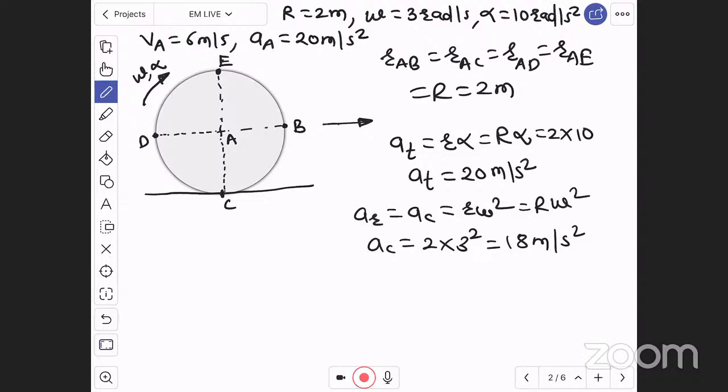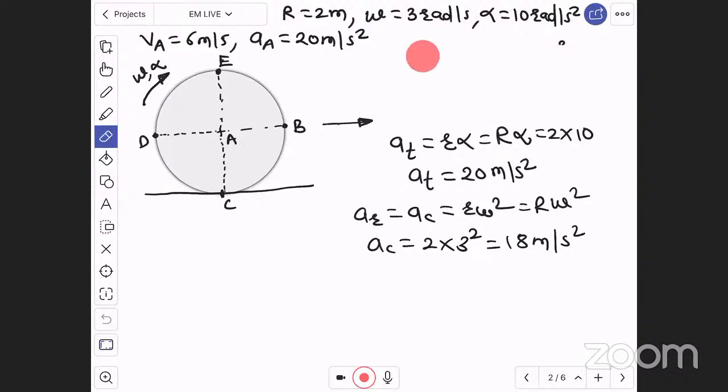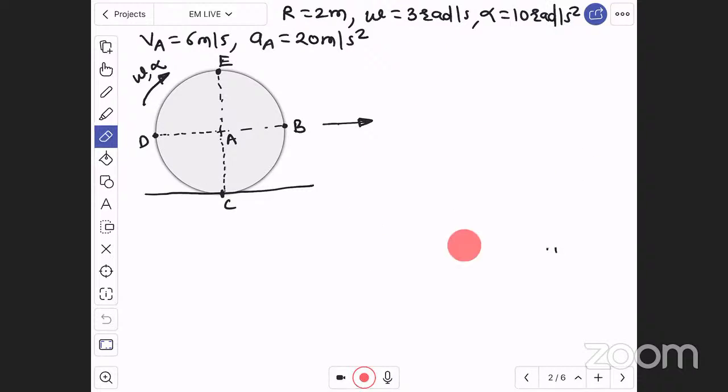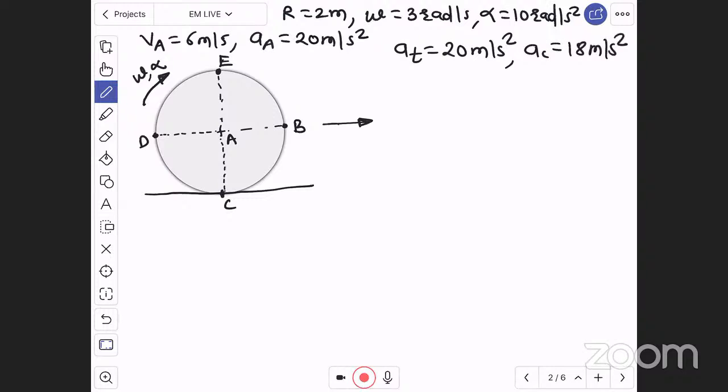So my dear students, here I will write these two accelerations, that is tangential acceleration and centripetal acceleration. Therefore, for point B, C, D as well as E, tangential acceleration is 20 meter per second square and centripetal acceleration is 18 meter per second square, right.